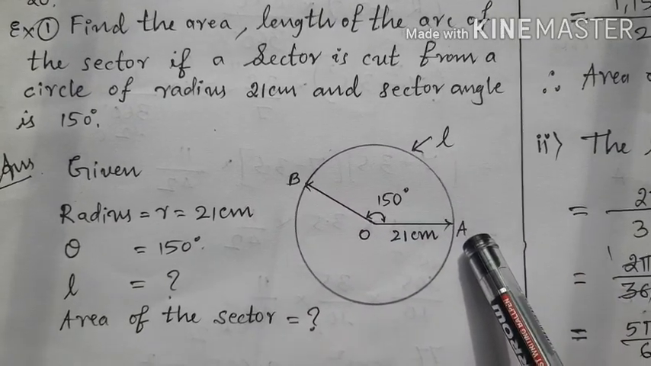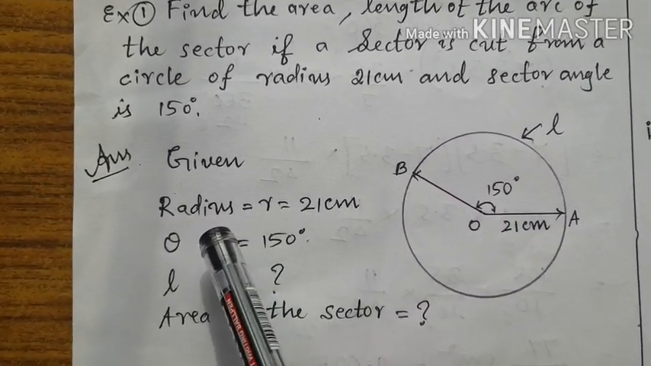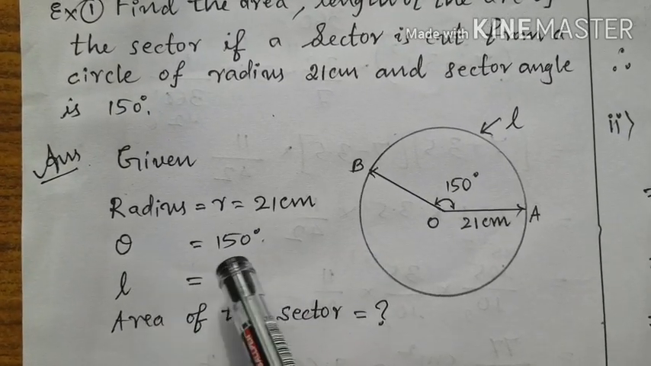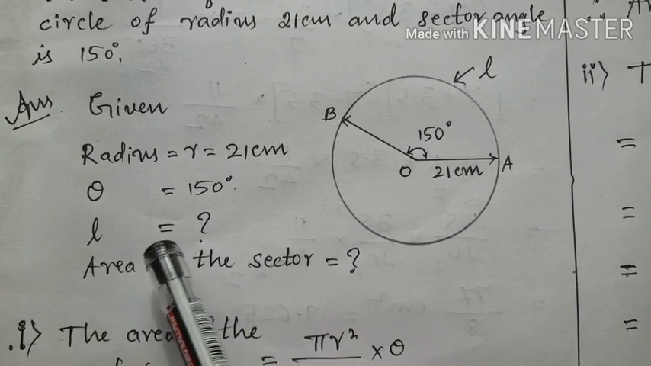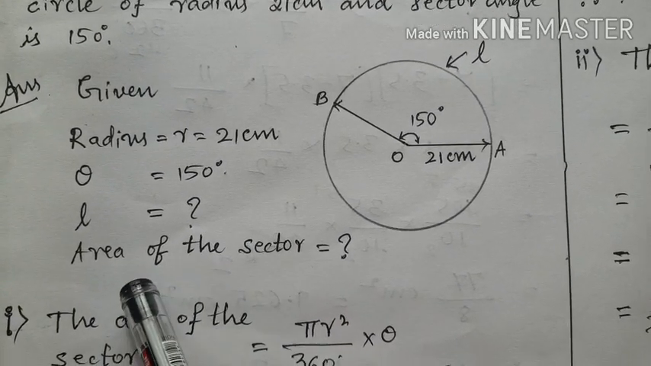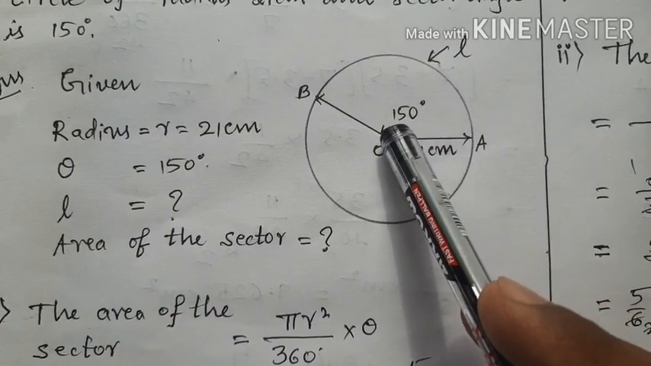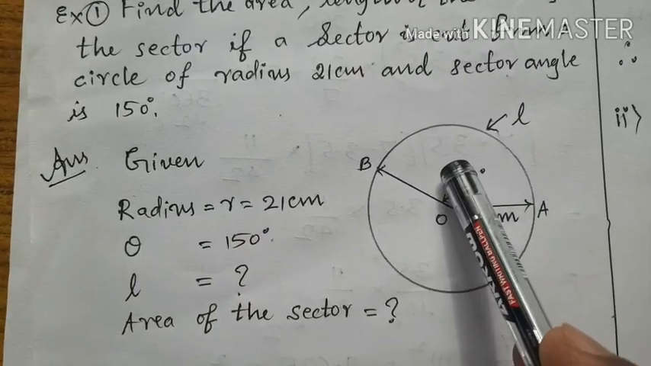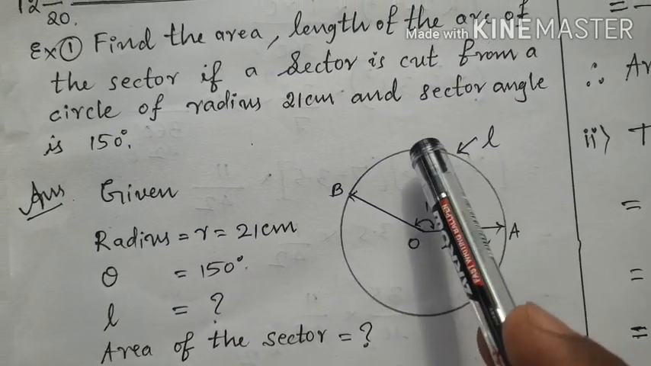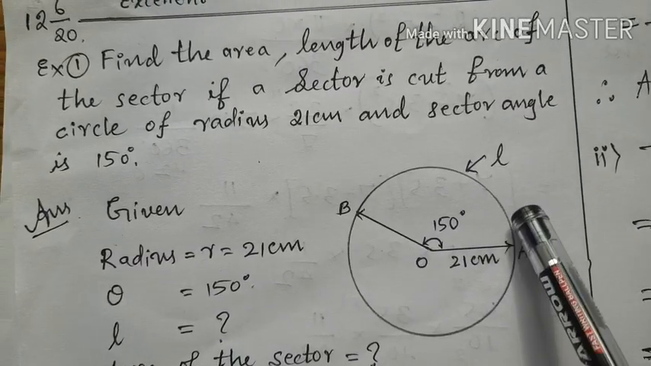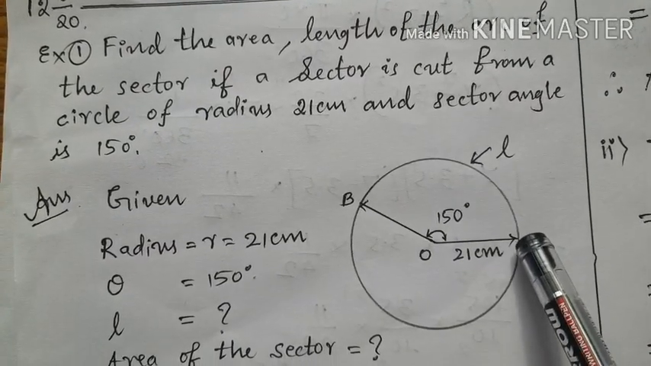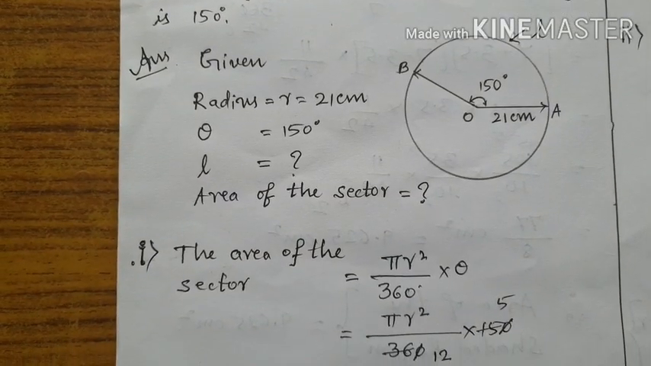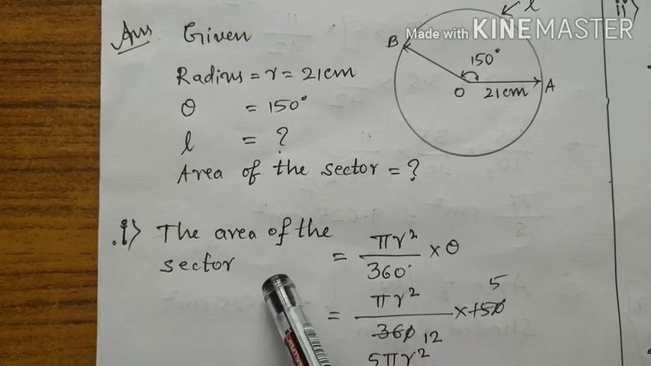So children, here what they have given is the radius of the sector, 21 centimeter, and the sector angle, 150 degree. We have to find the length of the arc and the area of the sector with sector angle 150 degree. This is the required sector. Its area is to be found, and this is the length of the arc of the sector. We have to find its length. Let us find the area of the sector first.